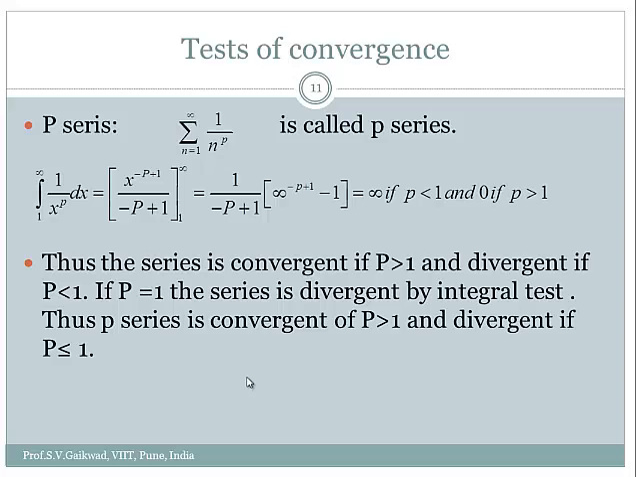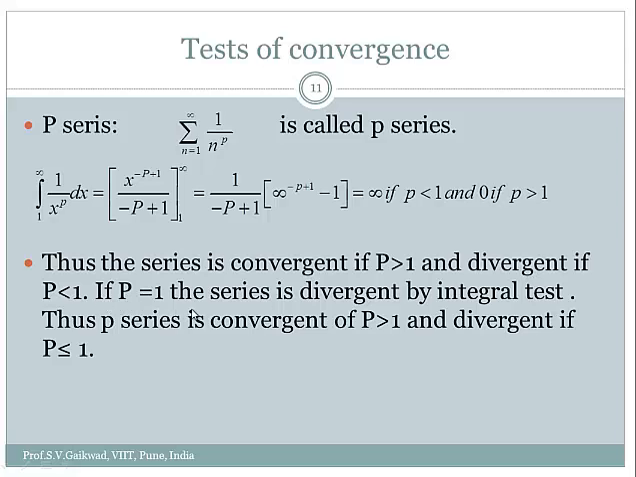Next one is the P series. This is useful in the comparison test. Let us study what the P series is. This is sigma 1 upon n raised to p, which is called the P series. By the integral test we can find its convergence, and we get the result that the series is convergent if p is greater than 1 and divergent if p is less than 1.